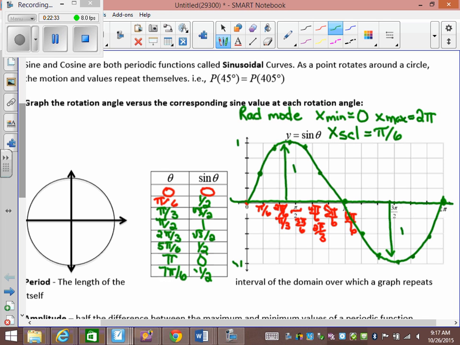Okay? And we do y minimum. We have the y minimum as -1. The y maximum is 1. And then there are 4 ticks to get us there, so our y scale would be a quarter. Or we could put 0.25 because that's terminating, right? Then you do y1, make sure you have sine x, and press graph. You should get the same graph.